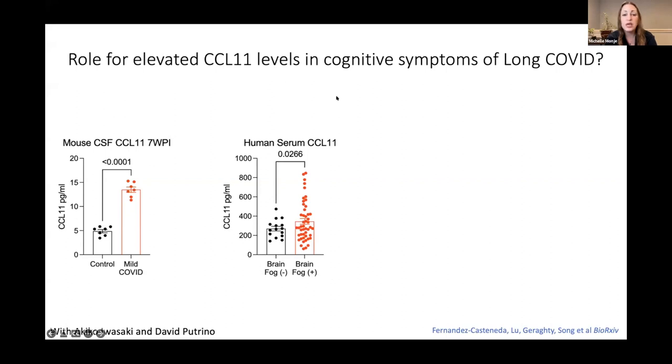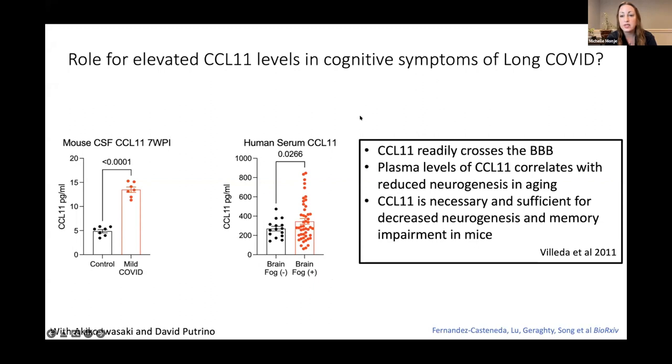And this was just such an intriguing finding to us because Saul Villeda, who we're going to hear from later in the morning, has previously described the chemokine CCL11 as correlated with impaired cognition during aging and showed that it's necessary and sufficient to decrease hippocampal neurogenesis and cause memory impairment in mice. And so we'd really like to better understand how this chemokine is playing a role in the cognitive symptoms of long COVID.